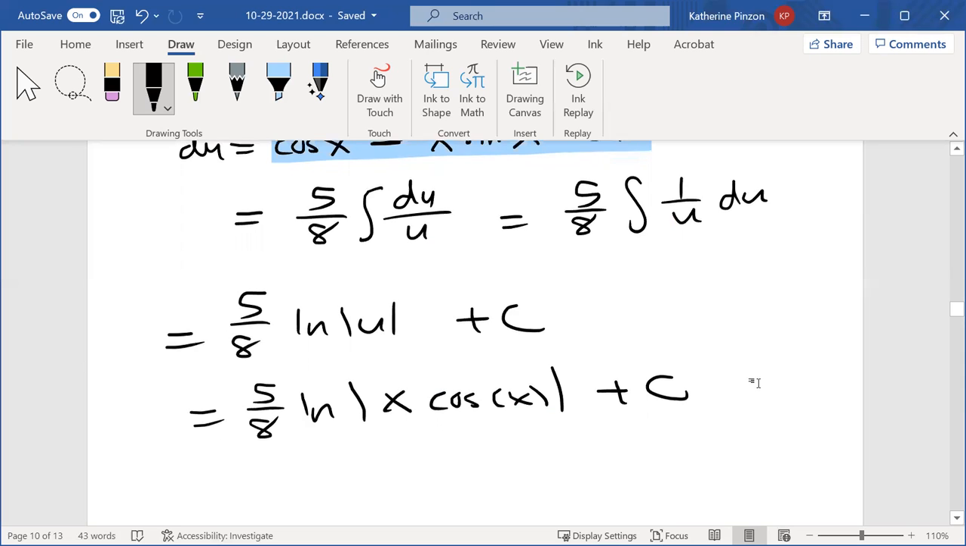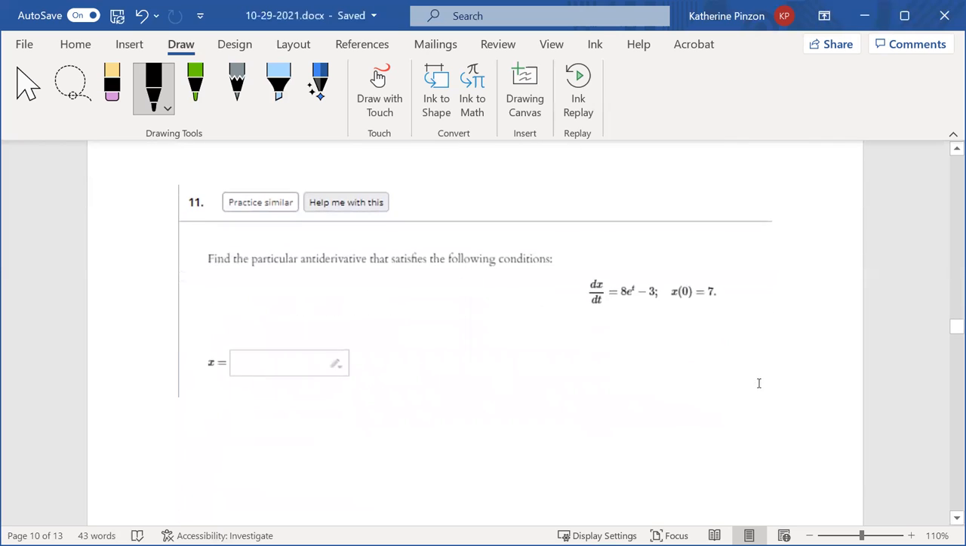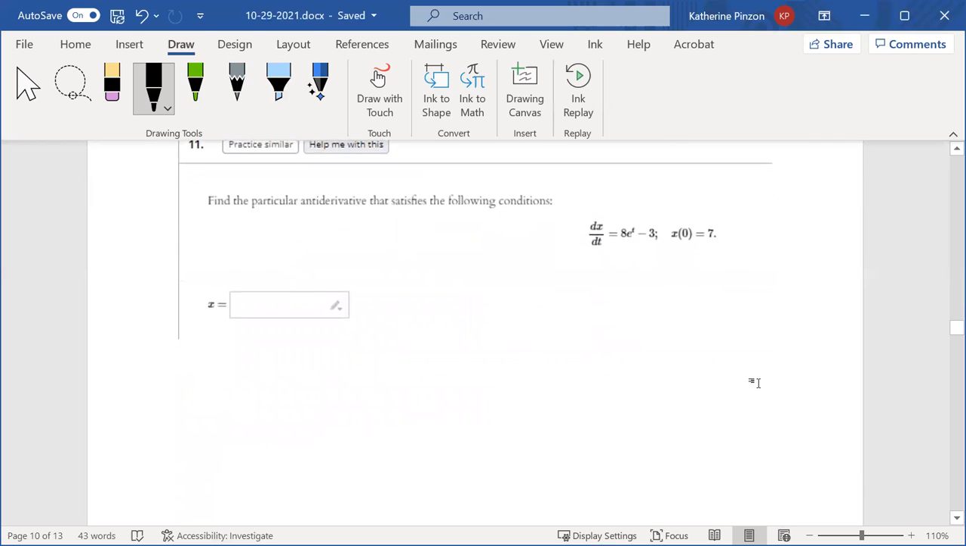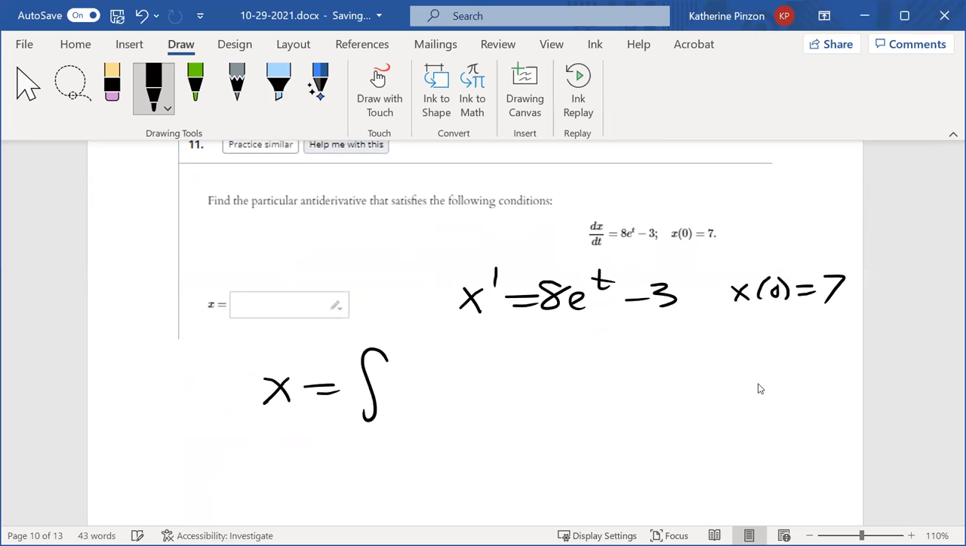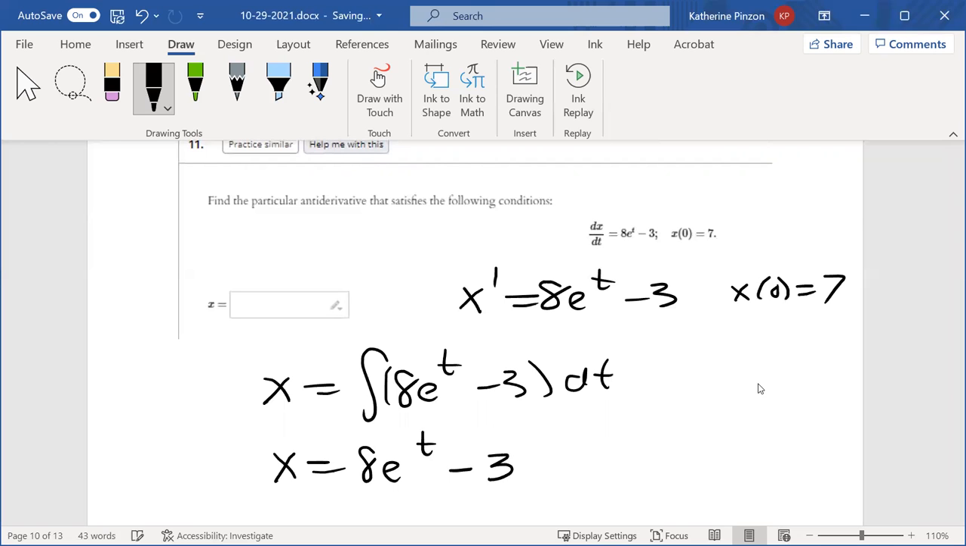Okay, I don't see any more writing. Let's do it. Find the particular antiderivative that satisfies the following condition. Okay, so the derivative x prime is 8e to the t minus 3, and x of 0 is 7. So to find the function, I'm going to take the antiderivative of this guy. What's the antiderivative of this guy? 8e to the t minus 3.